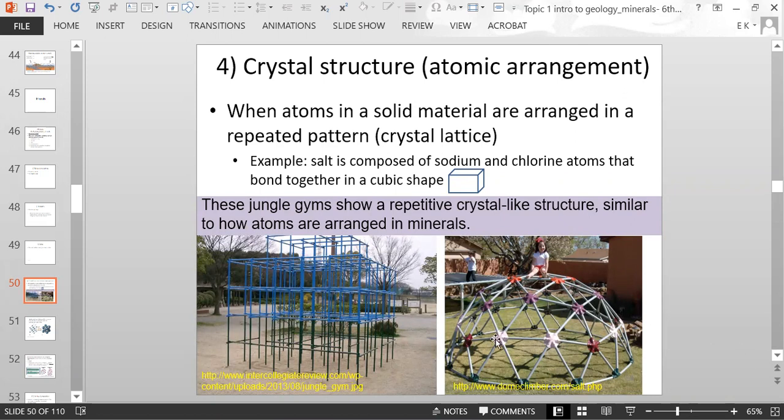And then the jungle gym on the right is triangles. So I use these as an example for crystal structure. The one on the right is not necessarily representative of a real mineral, but it does show you a repeated pattern of these triangles that's repeated over and over and over, etc.